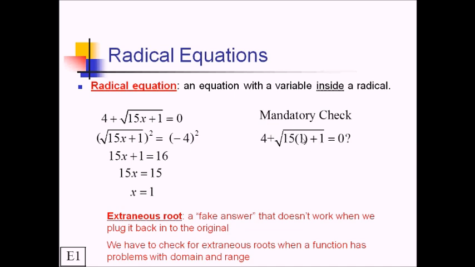So we've got 15 times 1 is 15, plus 1 is 16. Square root of 16 is 4, and what is 4 plus 4? It's not 0. It's something else. It's 8. So we would say then that 1 is extraneous, which means it's not a good answer, so we have to cross it off.